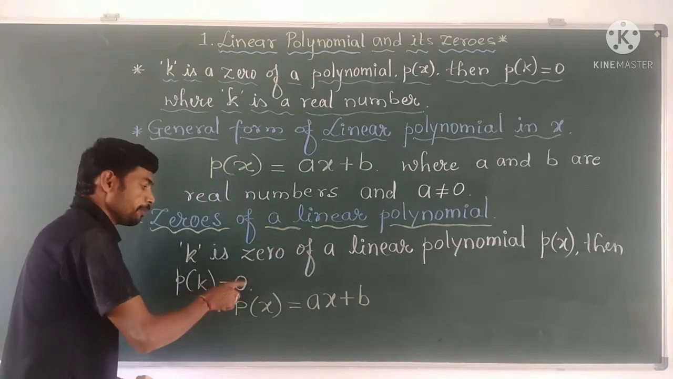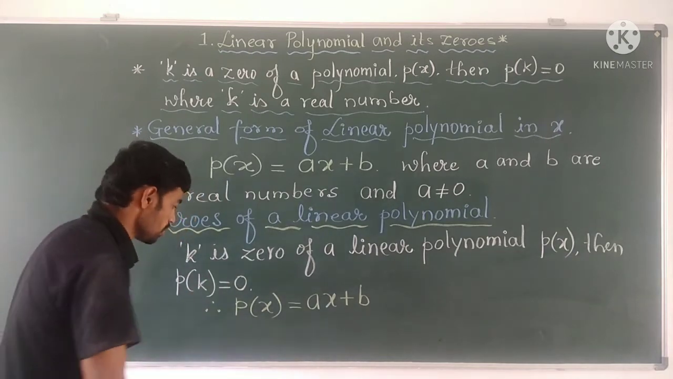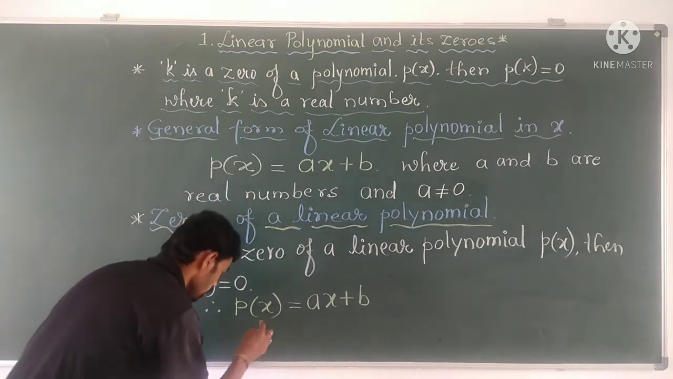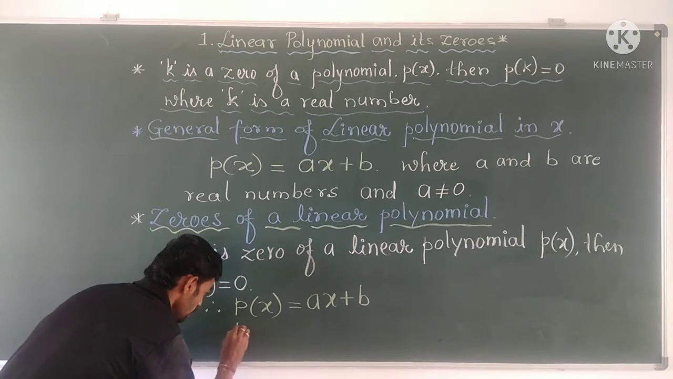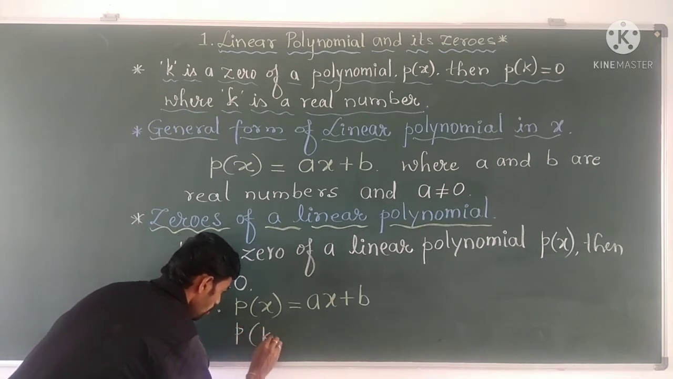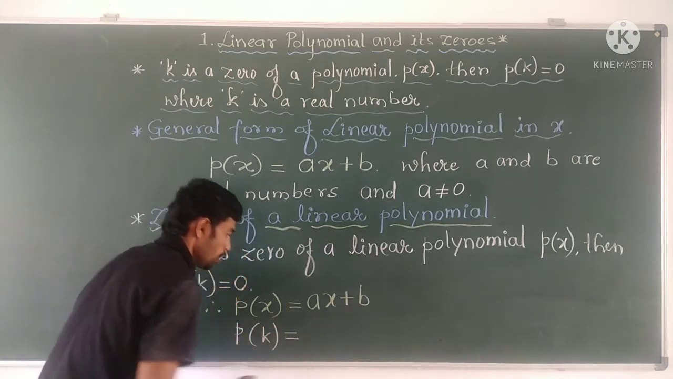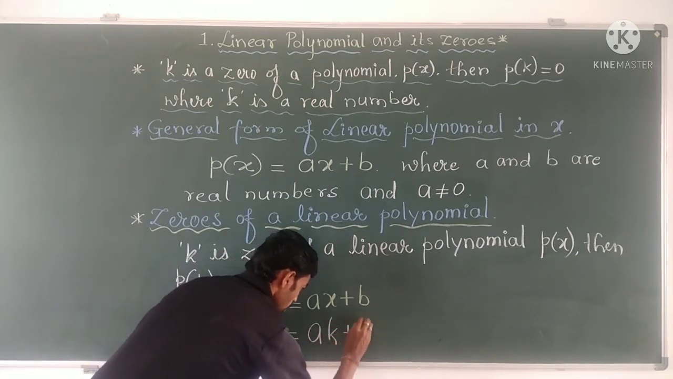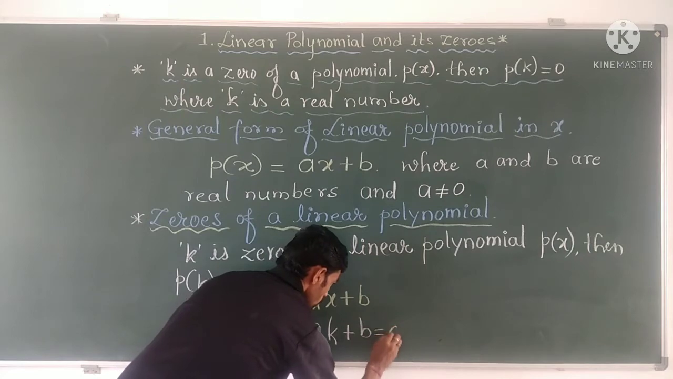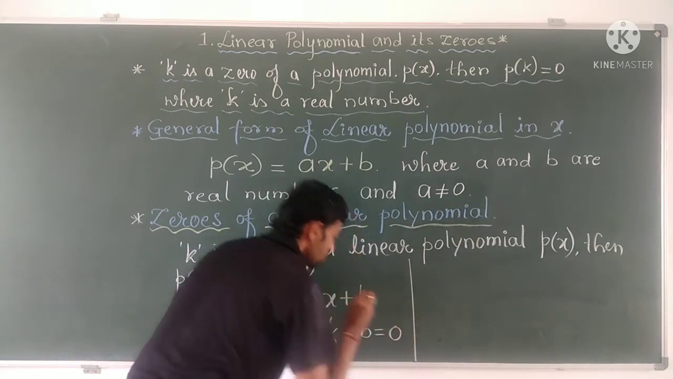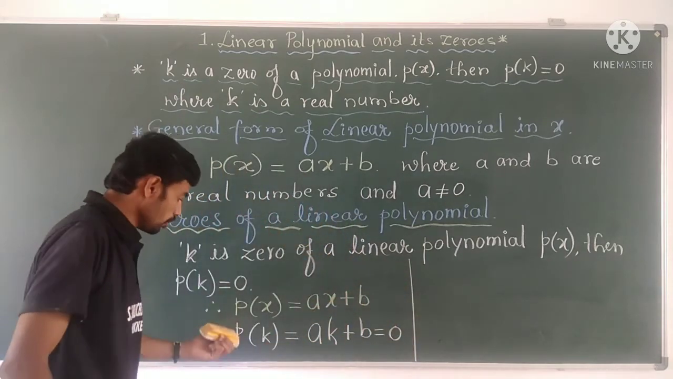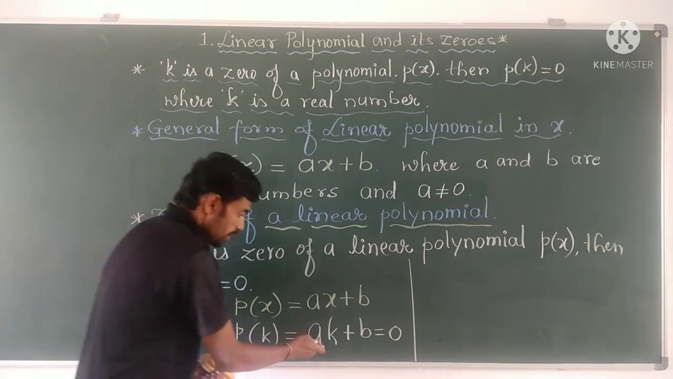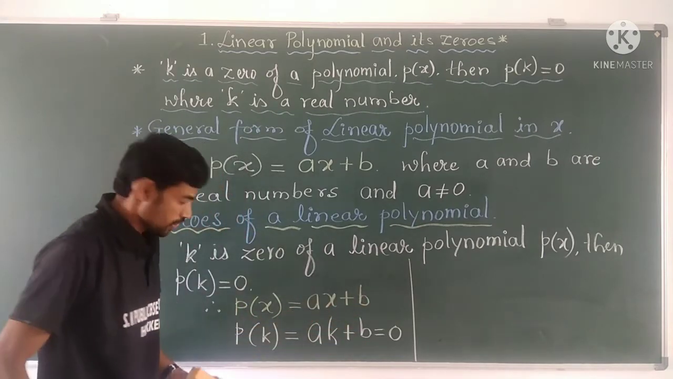Then p of k must be equal to 0. When we substitute x as k, p of k should be equal to ak plus b, which is equal to 0. That value has to come 0. That is ak plus b equals 0.